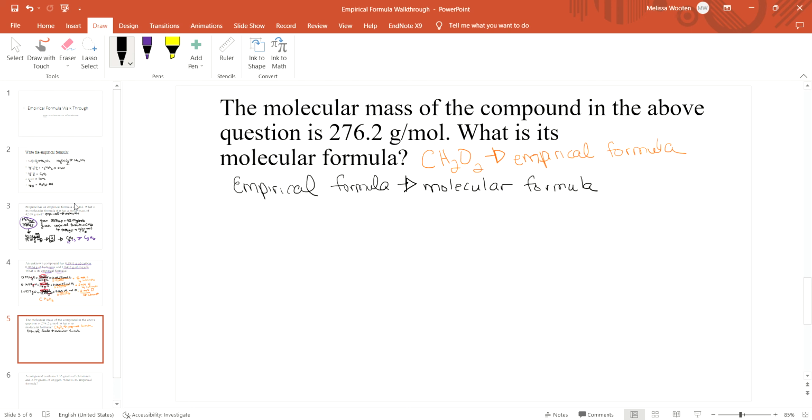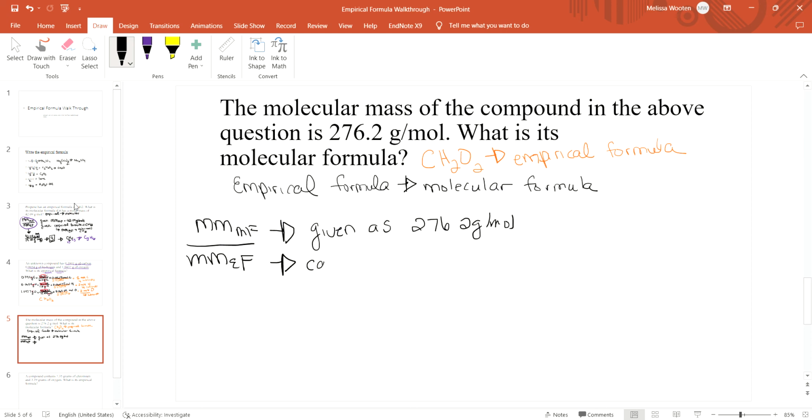Right? So in order to do that, we're going to use, again, this equation, the molar mass of the molecular formula over the molar mass of the empirical formula. This is given in the problem. This can be calculated using the empirical formula.